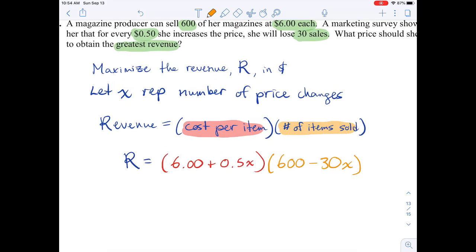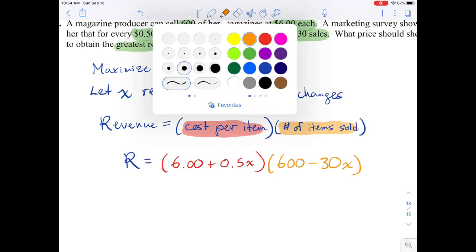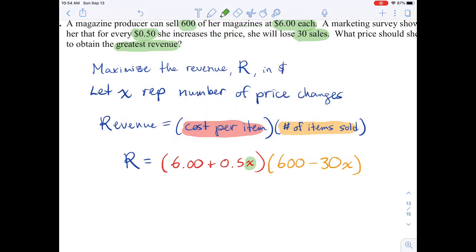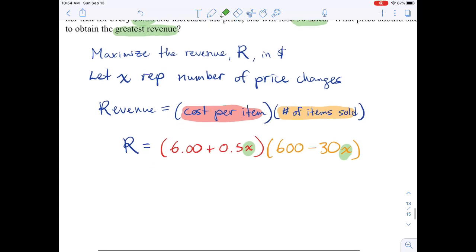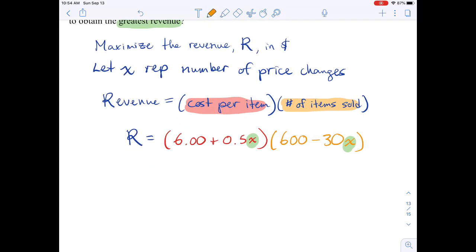So all of a sudden, we have this quadratic relationship, and we know it's quadratic because we see that there's an X in this bracket and an X in this bracket. So when we expand all of this out, we'll have a quadratic relation that on the left side just has our variable R that we're trying to find a maximum value of. And on the right side, we'll have this quadratic expression involving X. So from there, we just need to expand this whole thing out.